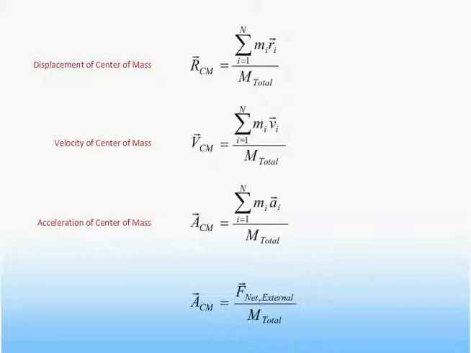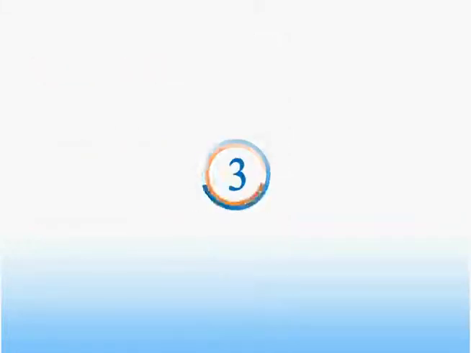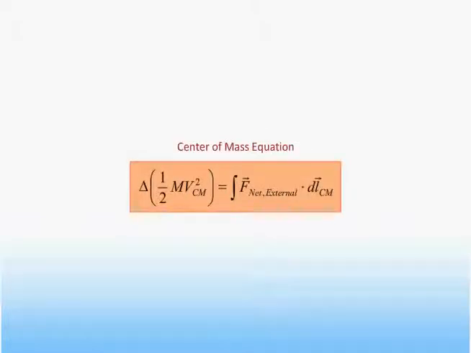In particular, we found that the acceleration of the center of mass is equal to the total external force acting on the system divided by the total mass of the system. Third, we integrated the equation of motion for the center of mass to obtain the center of mass equation that relates the change in the kinetic energy of the center of mass, calculated as if the system were a particle having the total mass of the system and moving with the velocity of the center of mass, to the macroscopic work done by the total external force, calculated as if all forces were acting at the center of mass.